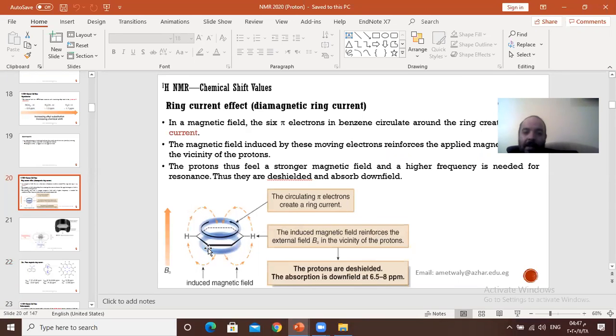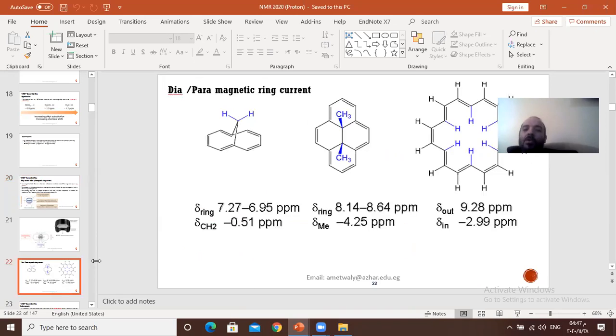This circulation makes a magnetic field outside the ring that is in the same direction as the applied field, while inside the ring it is against the applied field. So all the protons inside the ring will be protected from the applied magnetic field and appear at -3, but the outside ones appear at 9.2.